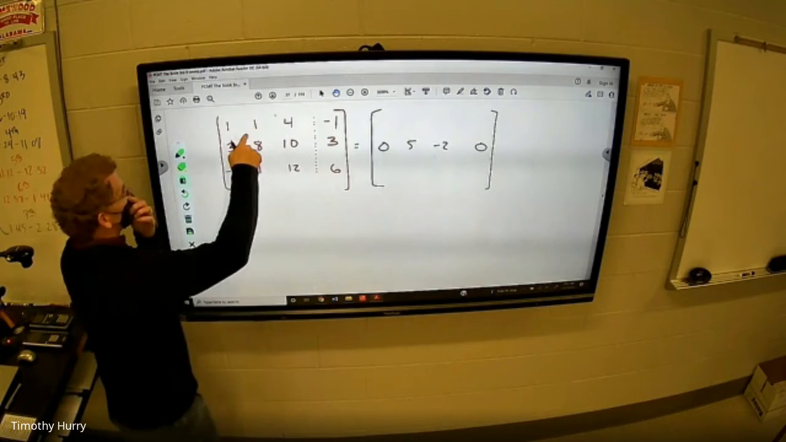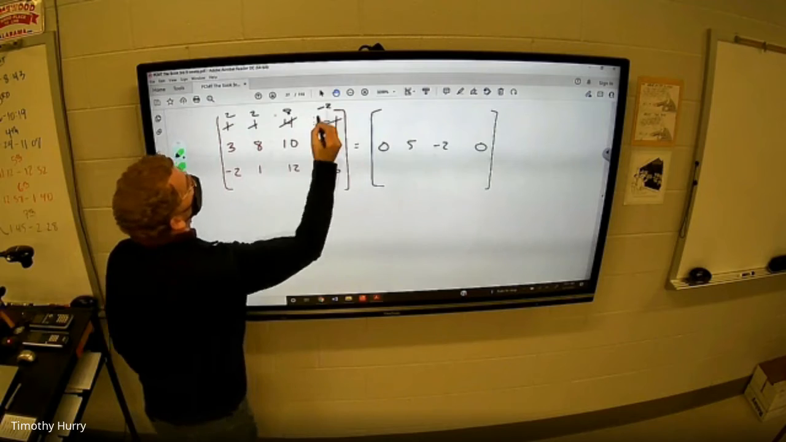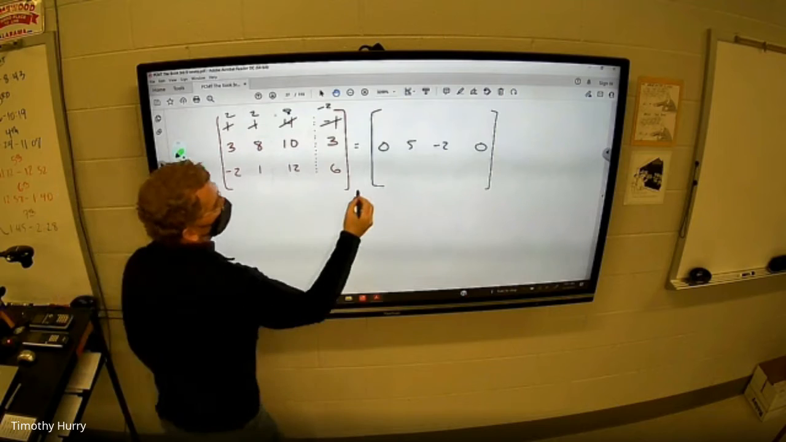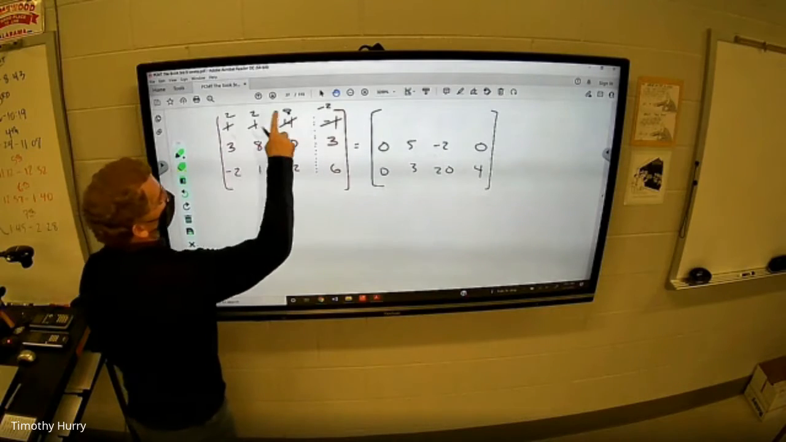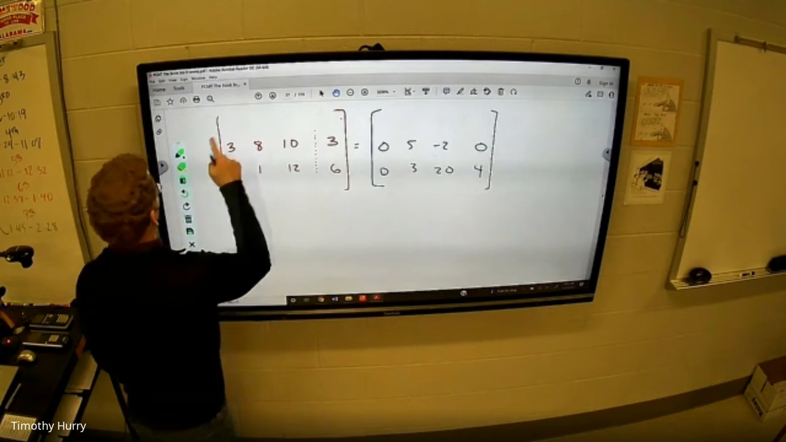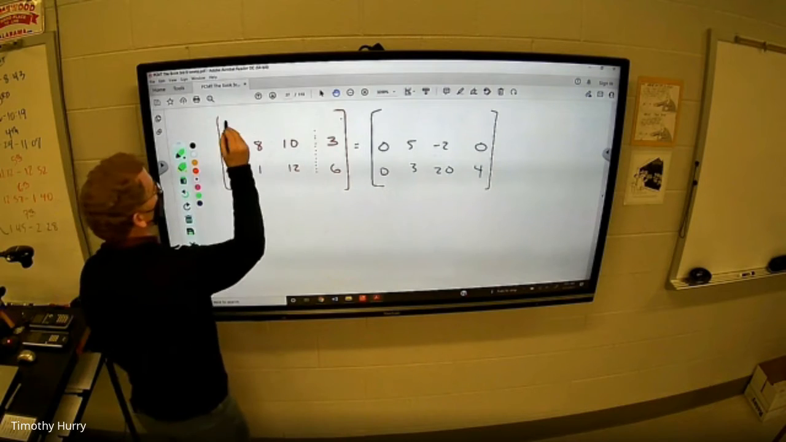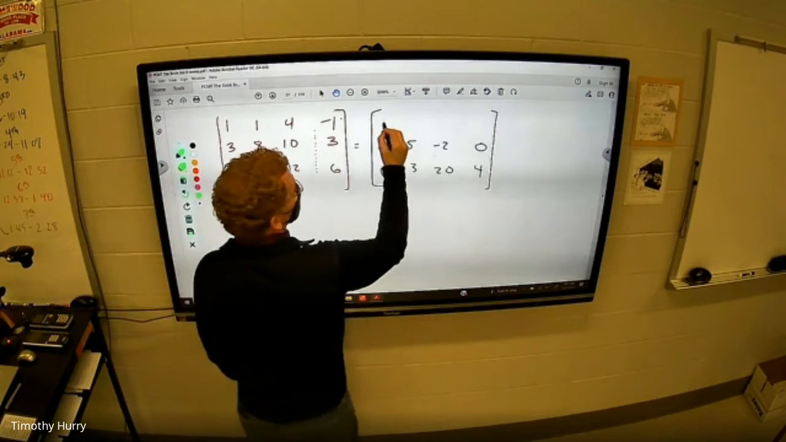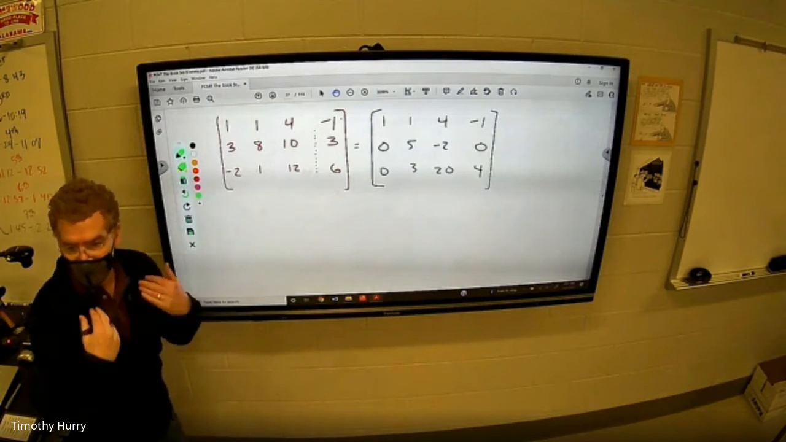Then I would take this top row and multiply it by 2 and add it to the bottom row. That gives me 0, 3, 24. At that point, again, I would divide by 2 to get back to where I originally was. I'm just going to bring over my 1, 1, 4, -1. That's usually what I do in the first step.